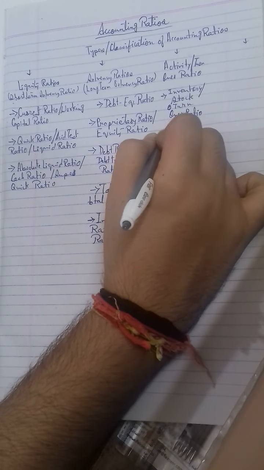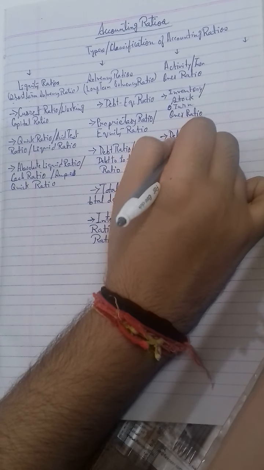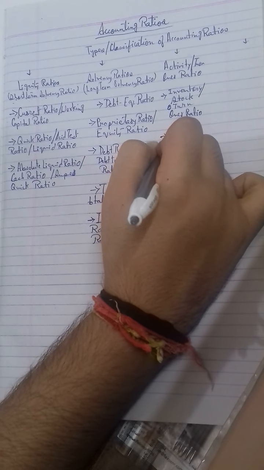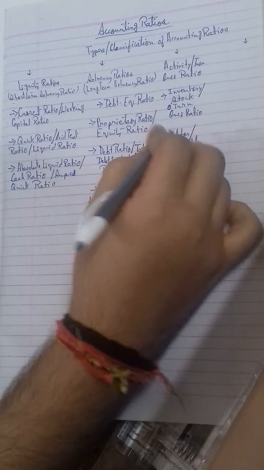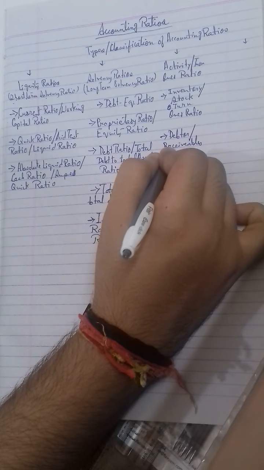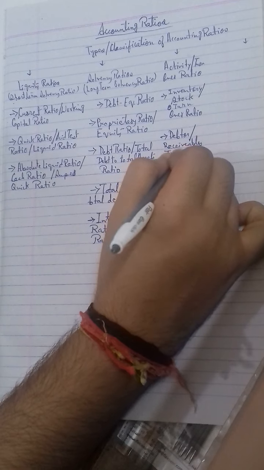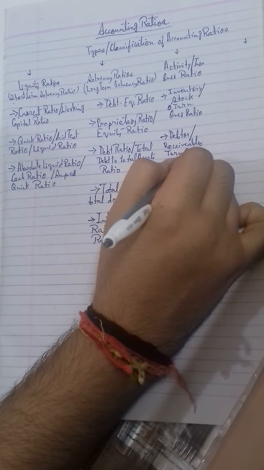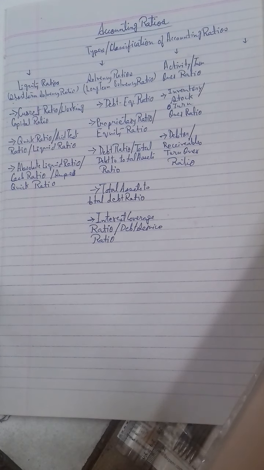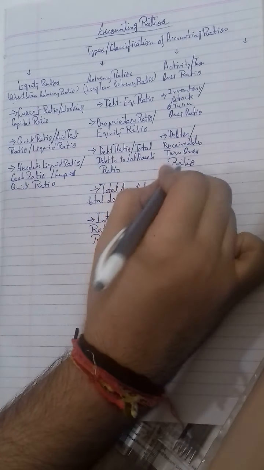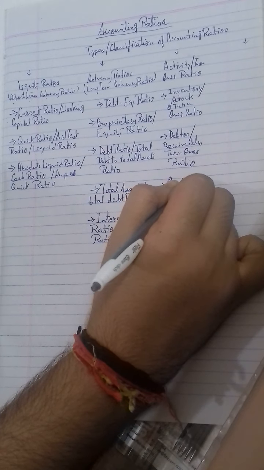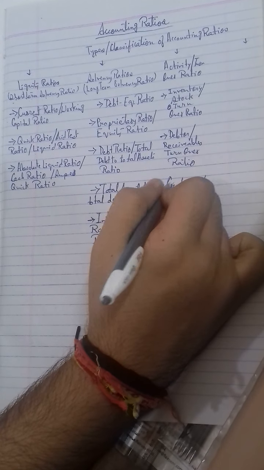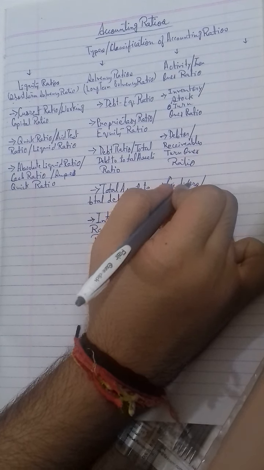Debtor turnover ratio. Debtor or receivables. Debtor or receivables turnover ratio. What comes after debtor? Yeah, you are right. Creditors. Creditors, just write the opposite. Creditors or payables turnover ratio.